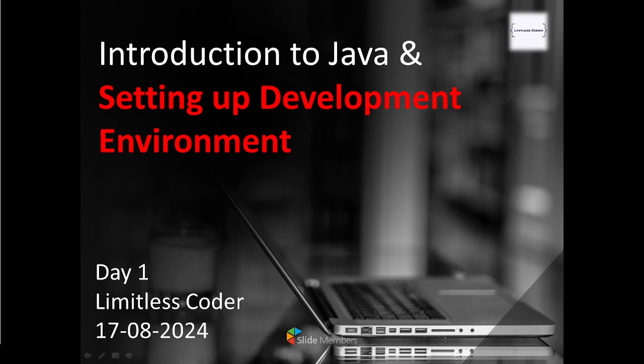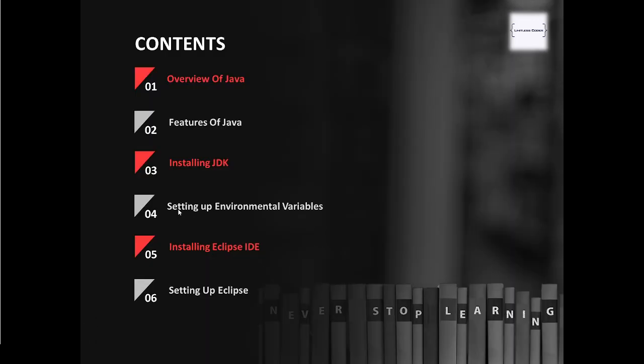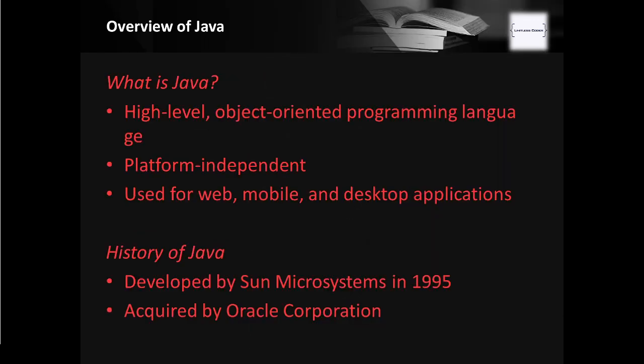Let's get started. I have mentioned here some contents too. Today we are going through it, and in the first content, overview of Java. So exactly, what is Java? Java is a high-level object-oriented programming language and that was released by Sun Microsystems in 1995.